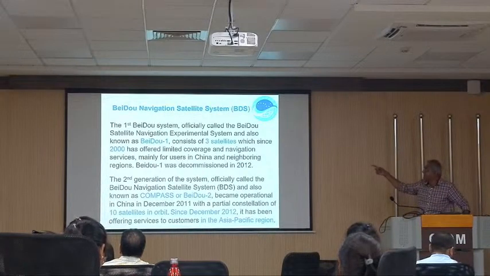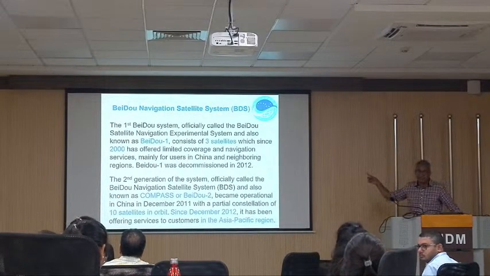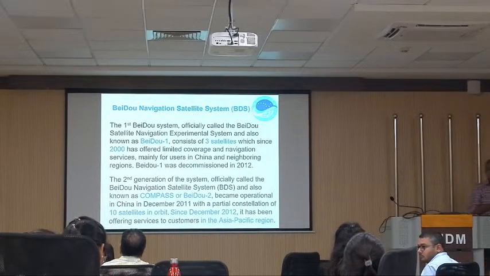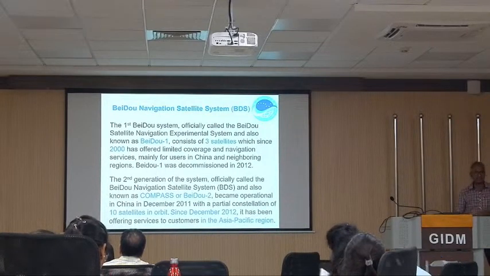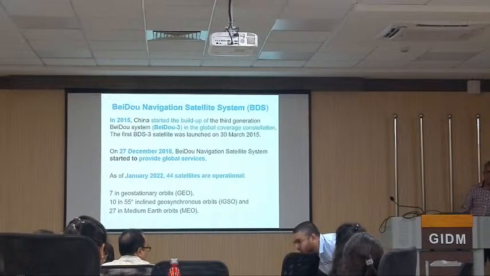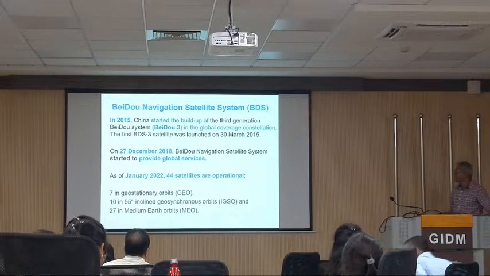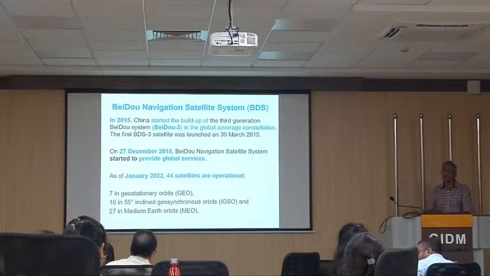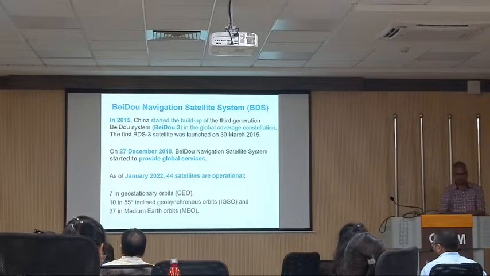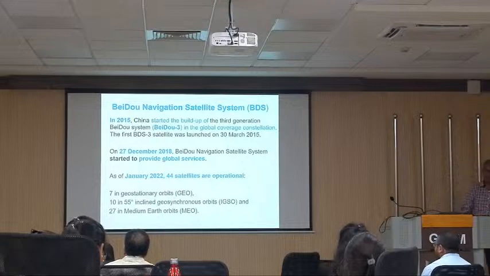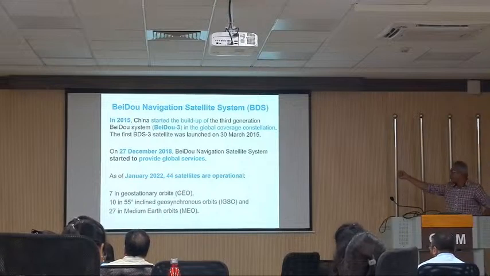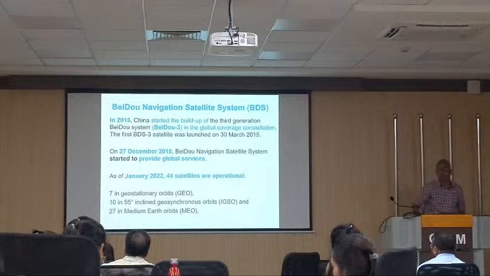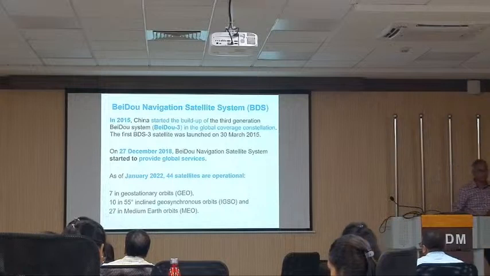China started its navigation system in 2000, right? That's almost 2-3 decades after this, but within 15 years, in 2018, they had these fully global services fully operational. And they have a third generation and even a fourth generation going on right now in phases. As of January 2022, it's an old slide, 2044 satellites are operational in the Beidou systems.